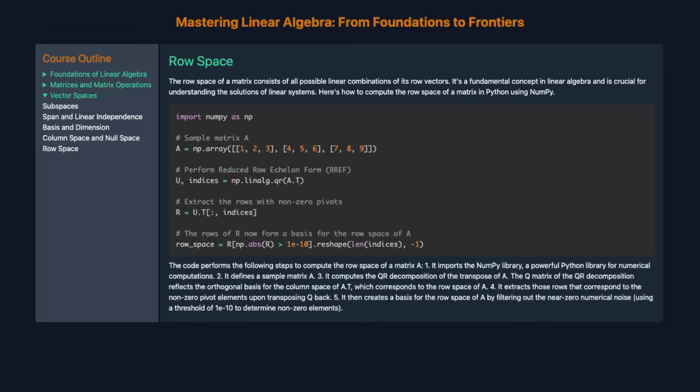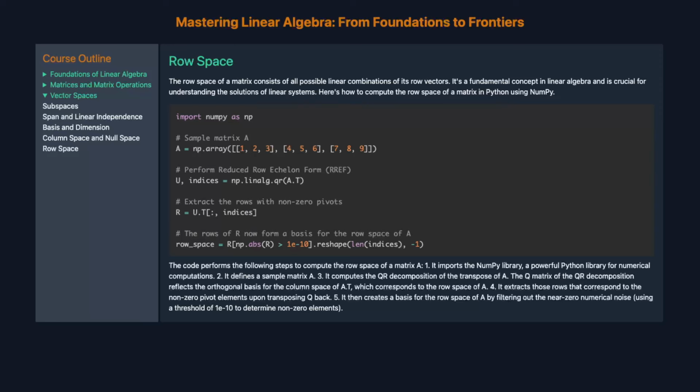Row space. The row space of a matrix consists of all possible linear combinations of its row vectors. It's a fundamental concept in linear algebra and is crucial for understanding the solutions of linear systems. Here's how to compute the row space of a matrix in Python using NumPy. The code performs the following steps to compute the row space of a matrix A.